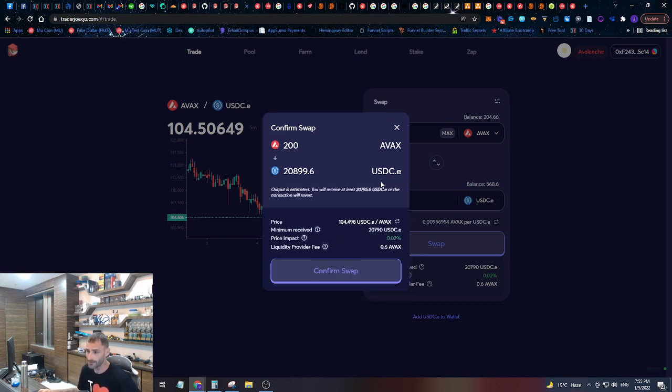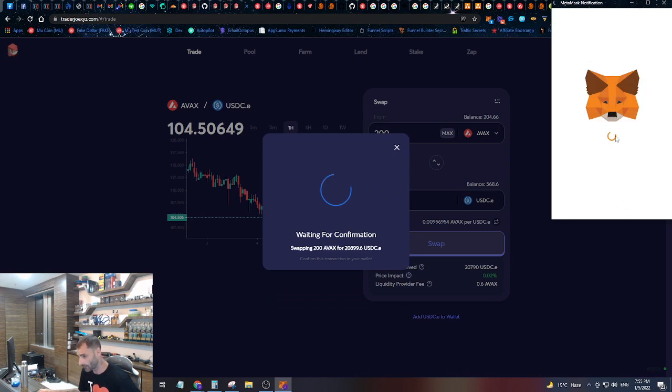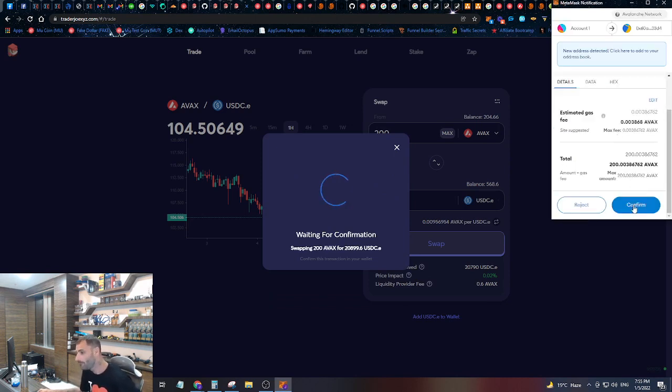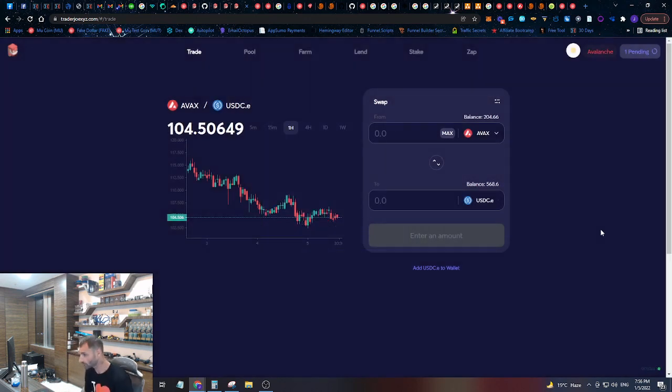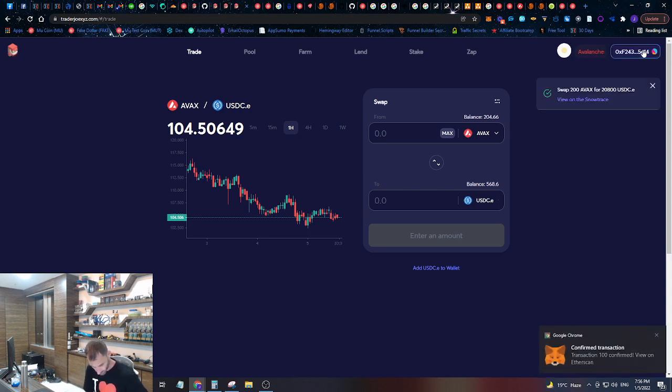So the price has updated, so we're going to accept this, and then we're going to go in and actually confirm the swap here. And we're going to hit confirm. And we can see we have a pending transaction up here. So we'll just wait for this transaction to get confirmed. And that transaction was actually confirmed, and we can see it right here because we have a new balance here.